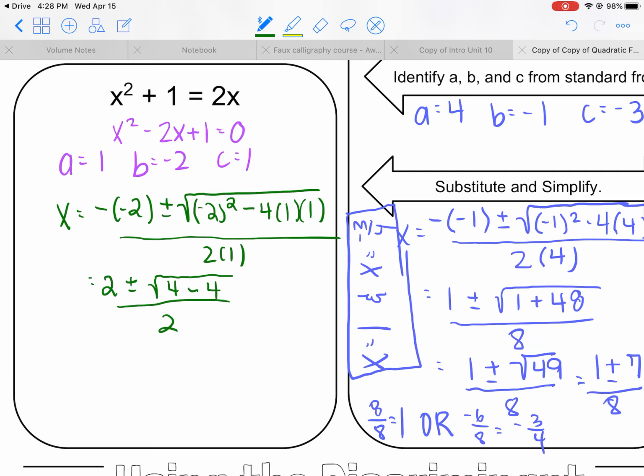So 4 minus 4 is 0. The square root of 0 goes away. So I have 2 plus or minus 0 all over 2, which is 2 over 2, equal to 1. Notice if I add a 0 or if I subtract a 0, that doesn't change anything. You only have one root, so x is equal to 1. So in the first example, we had 2 roots, and in the second example, we only had 1 root.